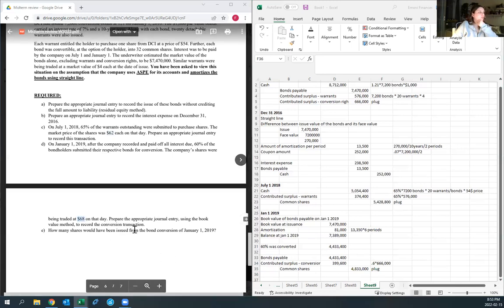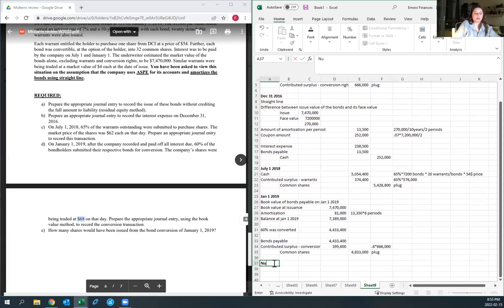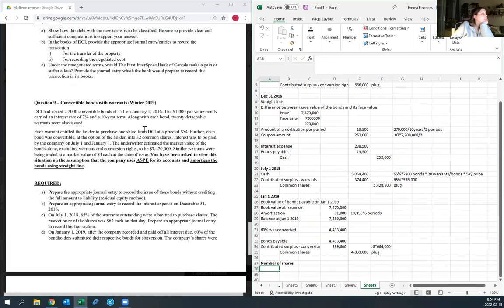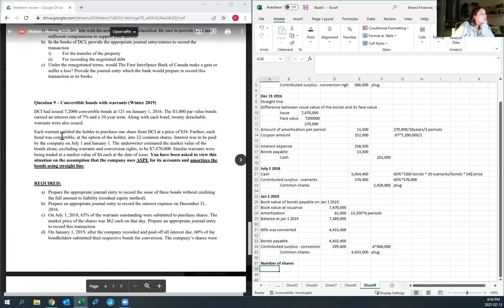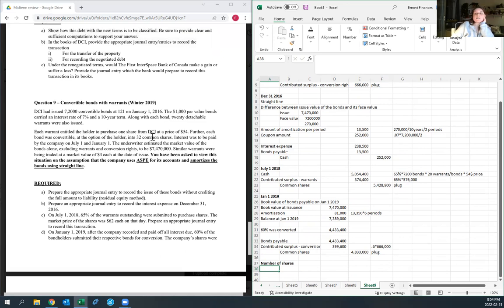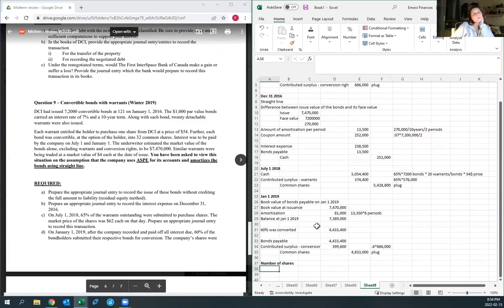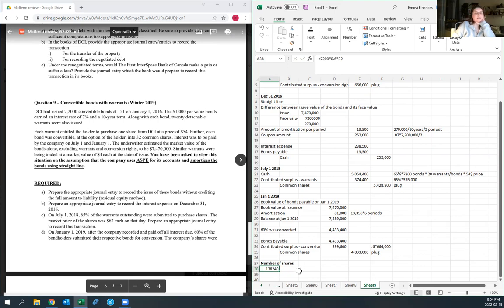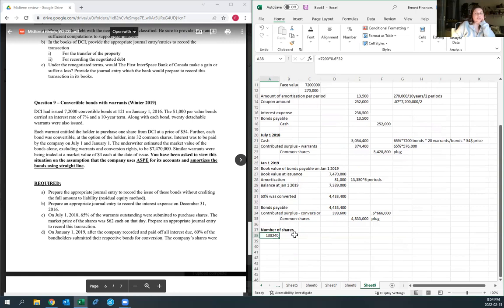So how many shares would have been issued from the bond conversion on January 1st, 2019? What did they say here for the convertible shares? Okay, each bond was convertible at the option of the holder into 32 common shares. So we have to find the number of bonds that were converted and multiply that amount by 32 common shares. There were 7,200 bonds times 60%, because only 60% of the bonds were converted, times 32 common shares. That gives us 138,000 common shares issued on January 1st, 2019 for the convertible bonds.